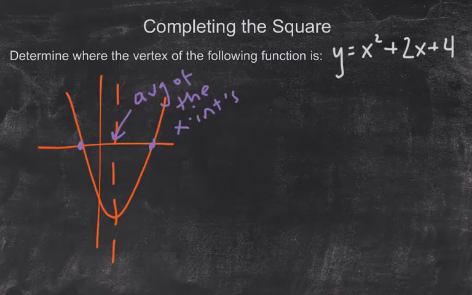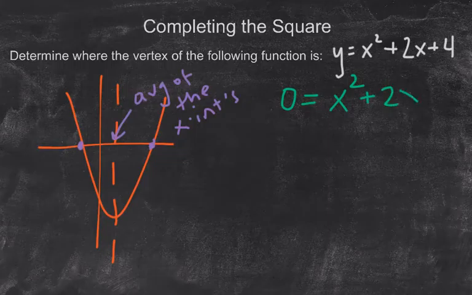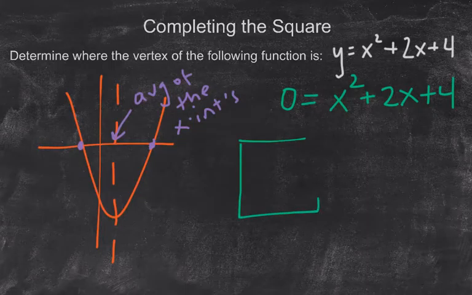And then plug that x value back into the function to get the y value of the vertex. So let's try that here. If I want to find the x-intercepts, I know that's when y equals 0. So I'm going to plug in 0 for y and solve for x. Now I've got a quadratic expression set equal to 0, so I have a couple options. What we're usually used to doing is trying to factor the quadratic expression and use the zero product property. So I'm going to try that.